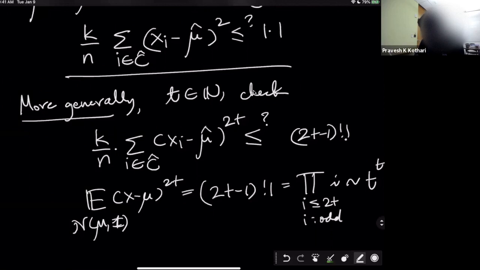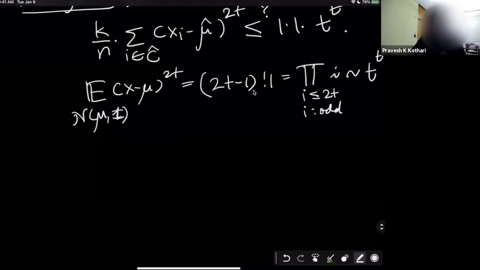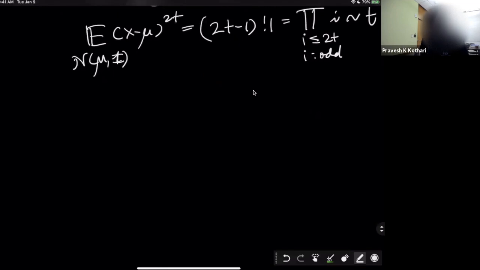In fact, t to the t is an upper bound on it, I think, which means that I can just check that the empirical 2tth moment is at most some 1.1 times t to the t. Again, this 1.1 is to allow myself some sampling error. Okay, so now I have a category of tests I can do. So let's summarize that in the following way. This gives us one particular kind of test.